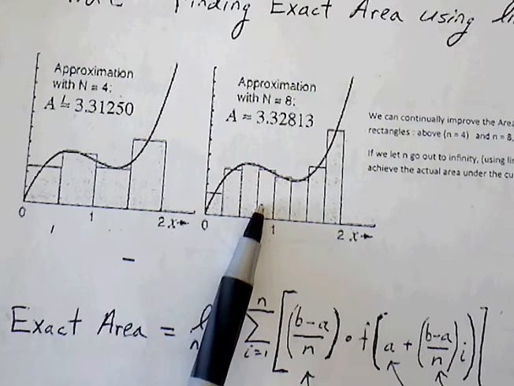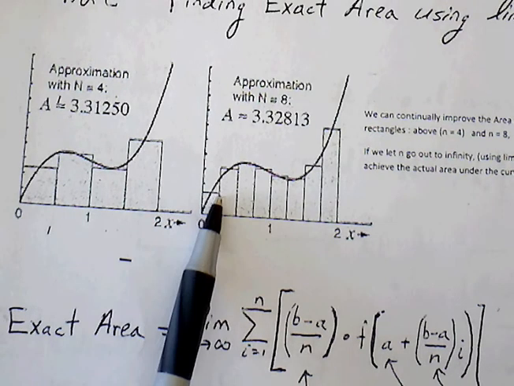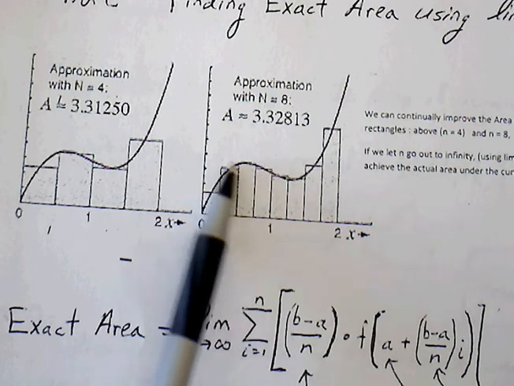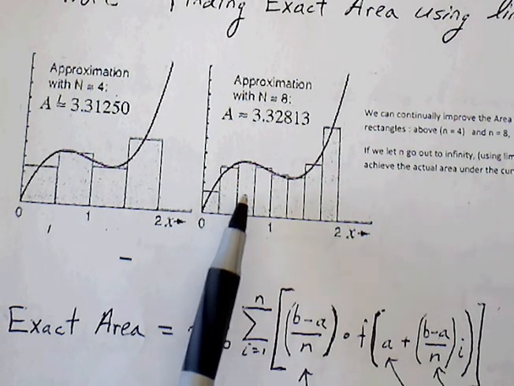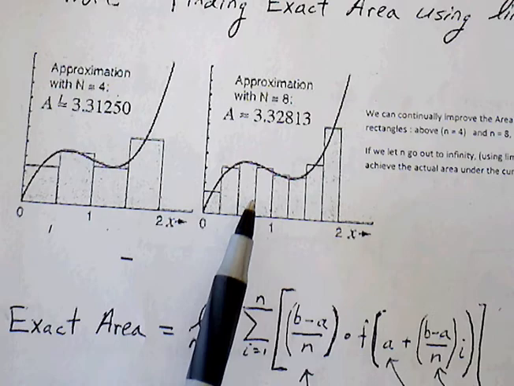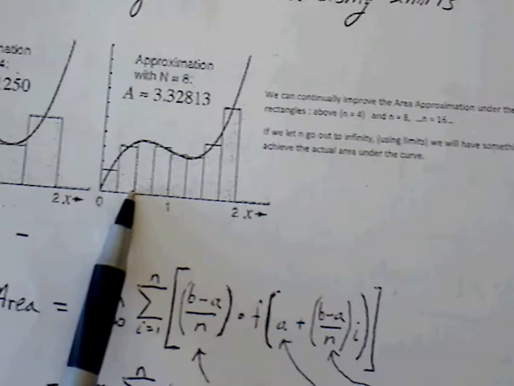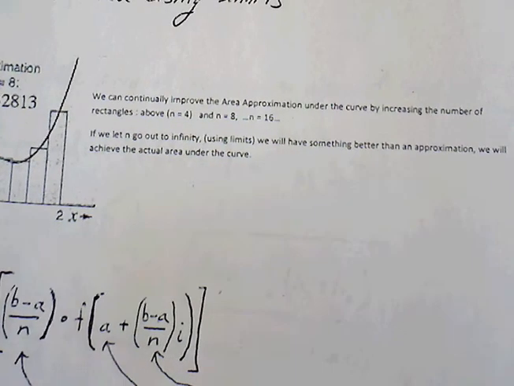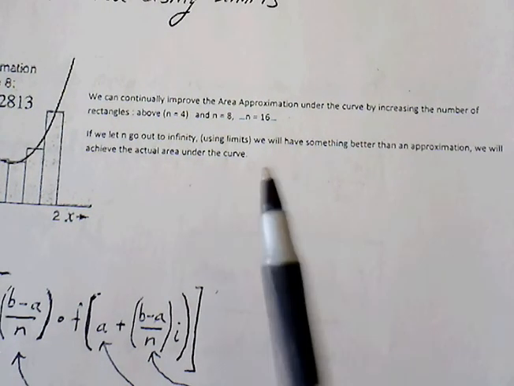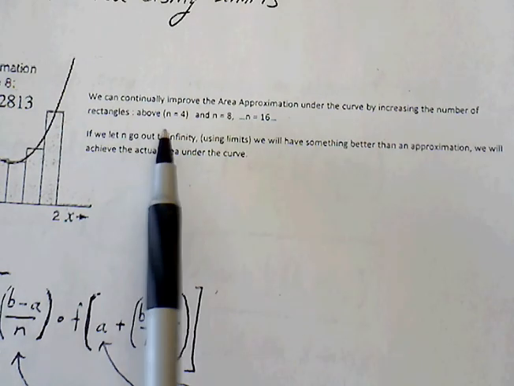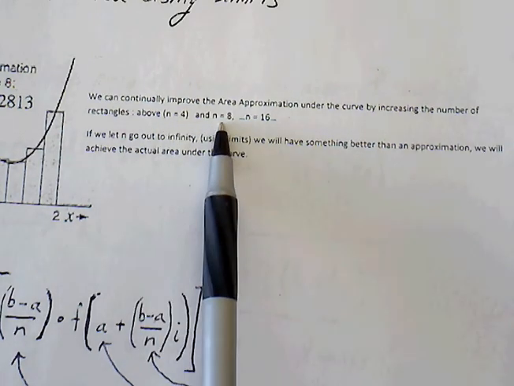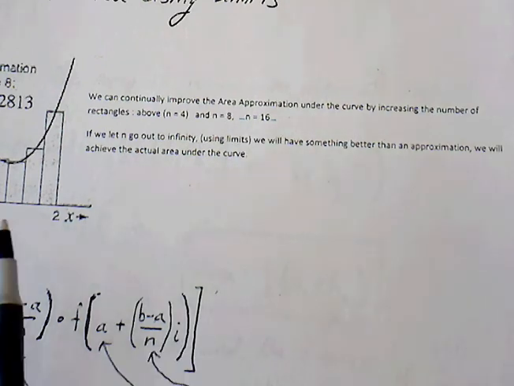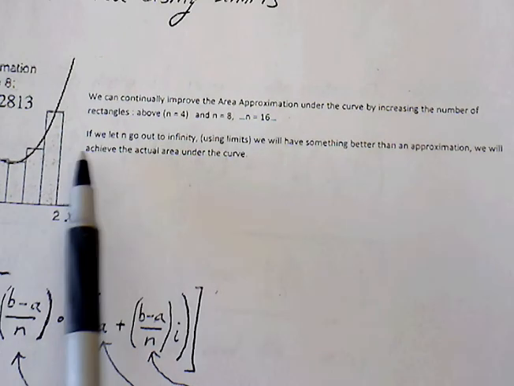Okay, if we use more rectangles, the gaps will become smaller, and we see that the approximation will get better and better. So imagine if we keep increasing the number of rectangles, we're going to get better and better approximations. Okay, so here I have typed out, we can continually improve the area approximation under the curve by increasing the number of rectangles. So we went from 4 rectangles to 8, and imagine if we have 16, we're going to get even fewer gaps, even better approximation.